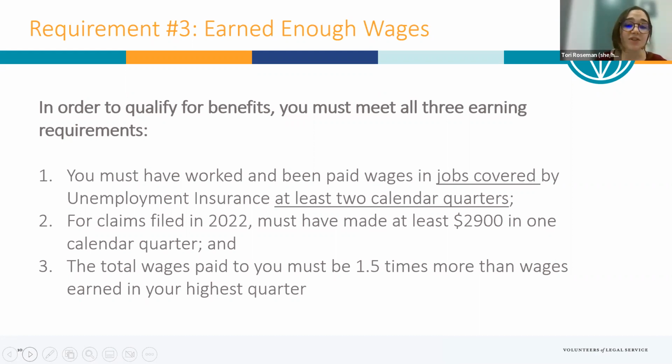For claims filed in 2022, claimants have to have made at least $2,900 in 1 calendar quarter. That number is raised almost every year. We are anticipating it will change in 2023. This is what it is right now. And then the total wages paid to you must be 1.5 times more than the wages earned in your highest quarter. Again, some of these are a little bit more nuanced than we're going over today. And there are some charts and more information from the Department of Labor about how they calculate if you have enough wages. But this is, again, an overview, and we're hoping to really simplify this for claimants so that it's more accessible.